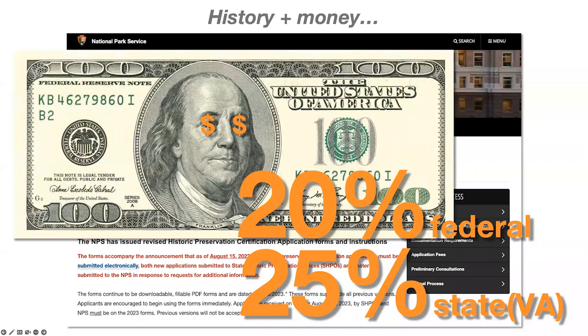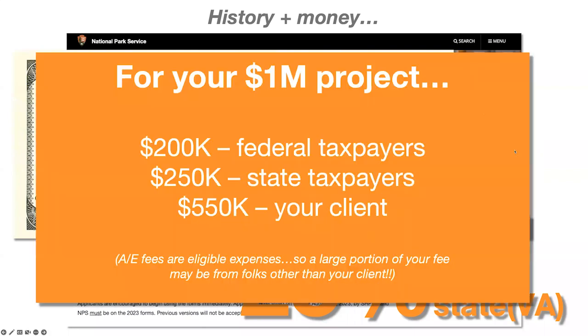I live in Virginia and have done a lot of work there. In Virginia, this number is 25%. So if you combine federal and state level tax credits, you can get up to 45% of qualified costs back in tax incentives. What does that mean? Your $1 million project might get 200K of those expenses from federal taxpayers, so all of us at the federal level, and 250K from state taxpayers. So that's me and those of you living in Virginia. And then the clients and investors have to come up with 550K. So you can see why these things are very, very desirable.